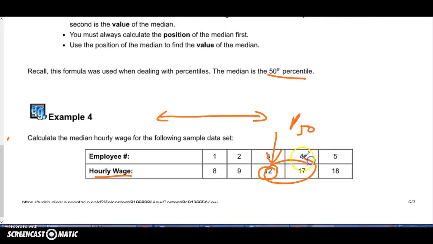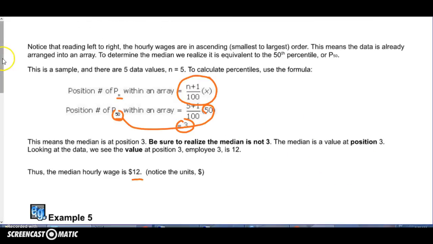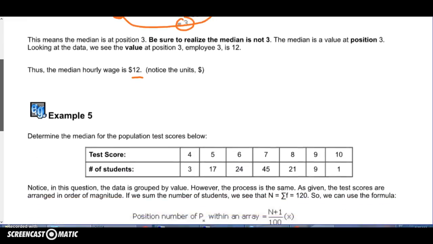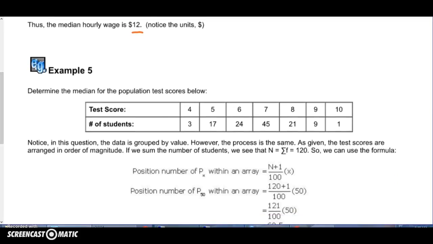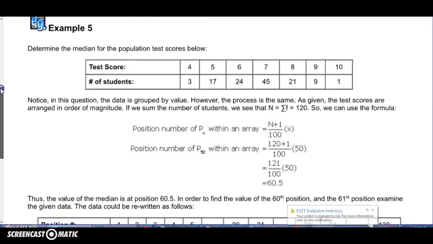Okay, just know this: if there are 2 pieces in the middle, so if we had another guy here making 20 bucks an hour, what you do is, that's the lowest, that's the highest, that's the second lowest, that's the second highest. These are the 2 middle. Take these 2, add them together, divide by 2, and get the average. So that's your median when there is an even amount of data. And you can see that in the work we did on percentiles the other day.